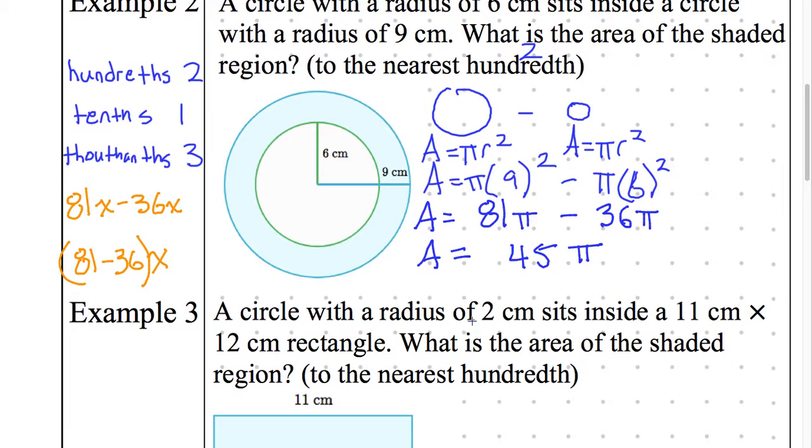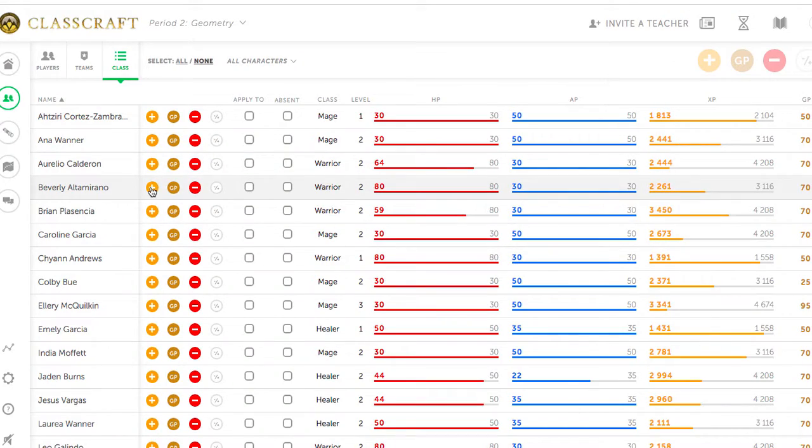Thumbs up, thumbs down. 2 people didn't vote. You have to vote in time. I voted. You did. Okay. You were not one of the 2 people. Yeah, 45 pi. You can get the 10 XP later. Thank you, Beverly. That was correct.